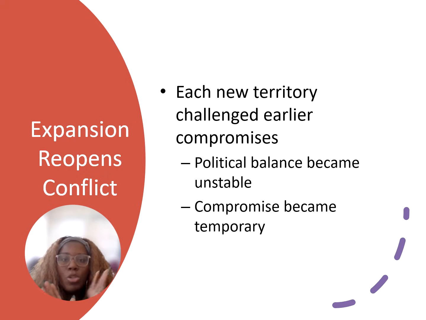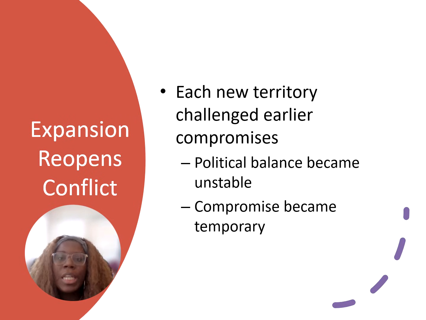So as they continued to expand west, it made it very difficult for this balance to be maintained. Every new territory forced Congress to revisit the same unresolved question. Would slavery be allowed or restricted? So agreements that were once treated as permanent solutions quickly became just temporary fixes. Each new debate weakened the trust between regions and made earlier compromises feel less reliable. Rather than settling conflict, expansion multiplied it.